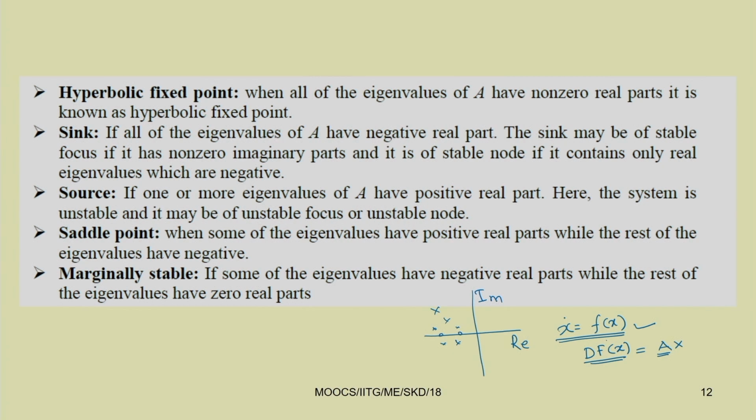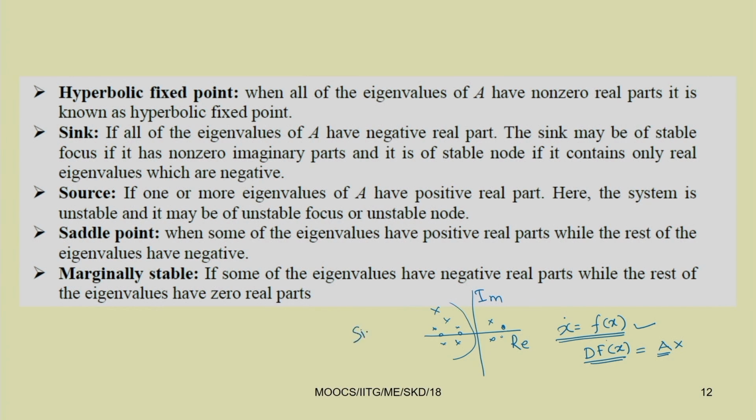When all the eigenvalues of A have non-zero real parts, they may be on the right hand side or the left hand side of the S plane, but if it is a non-zero real part, then they are known as hyperbolic fixed points. If all the eigenvalues of A have negative real parts, then it is known as a sink.